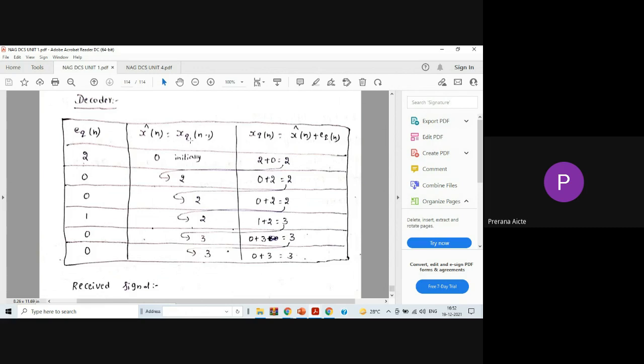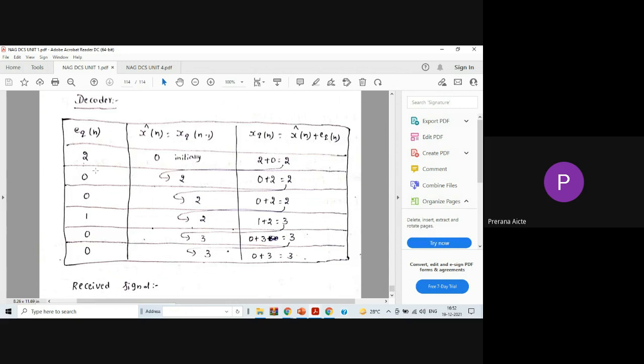And what is the prediction filter output? X cap of n equals xq of n minus 1. And do you know, right? The quantized signal xq of n, that is the fixed level amplitude, is x cap of n plus eq of n. Initially x cap of n is 0. Then what is xq of n? X cap of n plus eq of n, that is 2. So now the present sample value has reached the receiver.